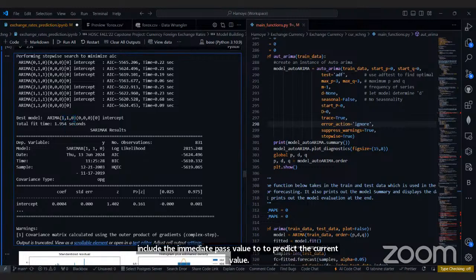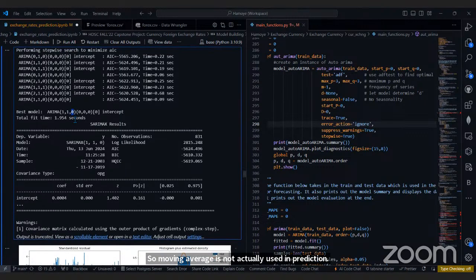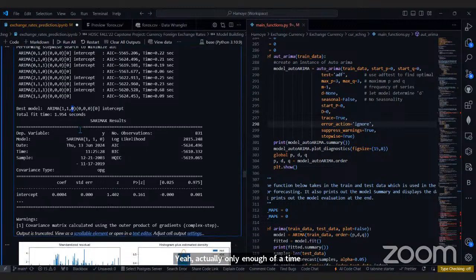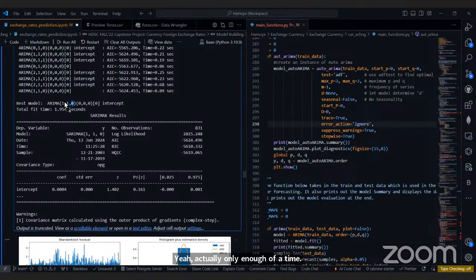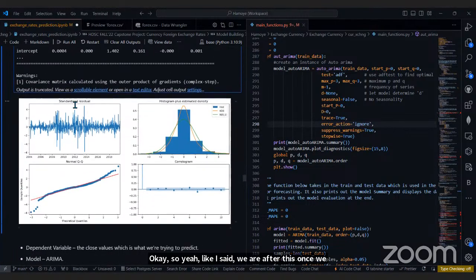Then this one that is set to 0 indicates that no lag value of the forecast errors are included in the model. That is, no moving average terms. So the moving average is essentially not used in the model prediction. We are running out of time. Okay, so like I said, we are after this, and once we get to this value, it's what we then use in our main ARIMA model.